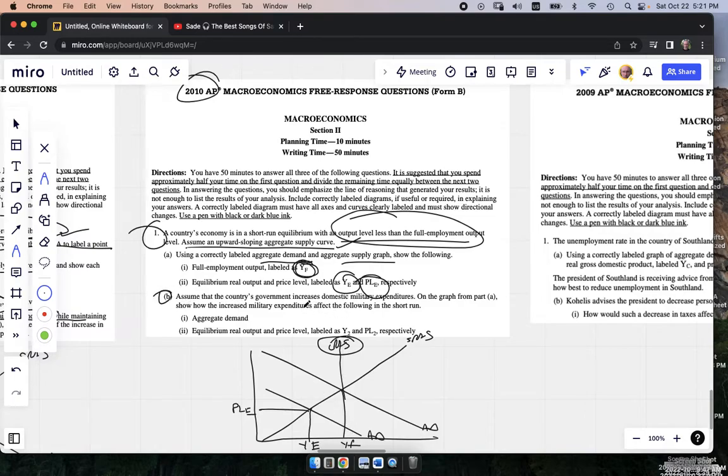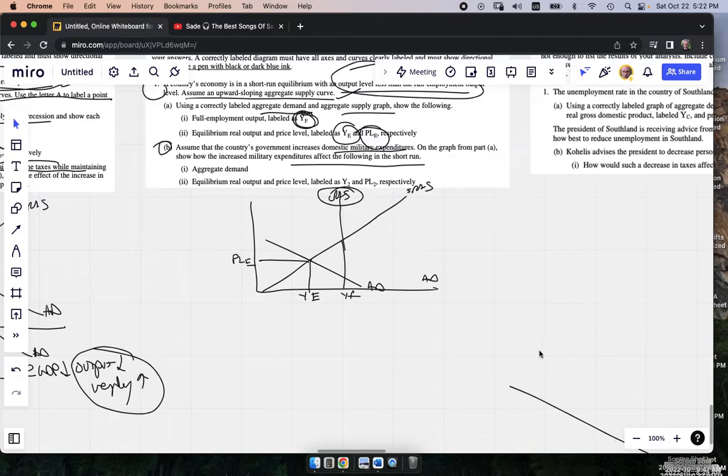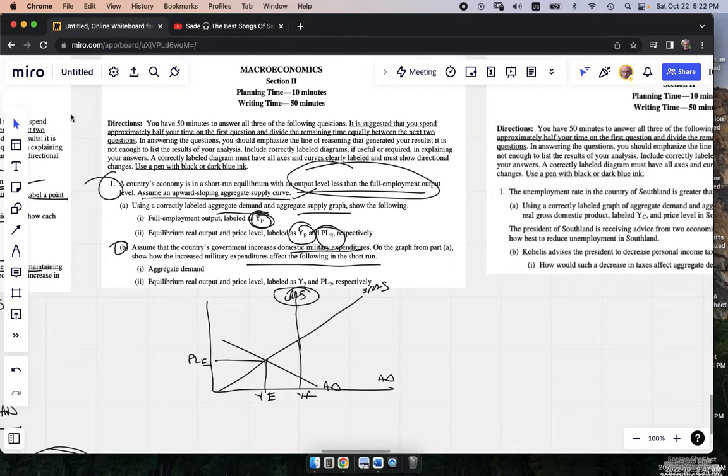B, assume the country's government increases government spending. Show the effect of an increase. See, so that's what they're saying. They're not saying we're going back to full employment. So we don't really know. We know where full employment is. I could probably get rid of this. Oops. I could probably get rid of that. And all I'd have to do is show aggregate demand shifting someplace toward the right. And I think I'd be okay with my Y2 and my PL2, right?